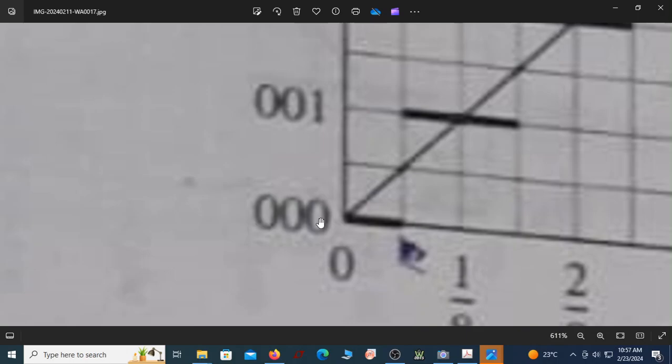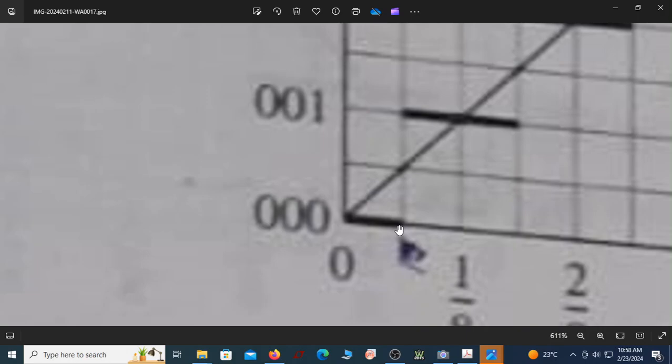If the input is less than half LSB, you are still treating it as 000. If the input is 0, then it is 0. If the input is some positive value, you are still representing it as 0. You are actually underestimating. Now the input has become half LSB, you are still saying it as 000. Now the input has become just more than half LSB, you are treating it as 001. So here we are underestimating the input, here we are overestimating the input.